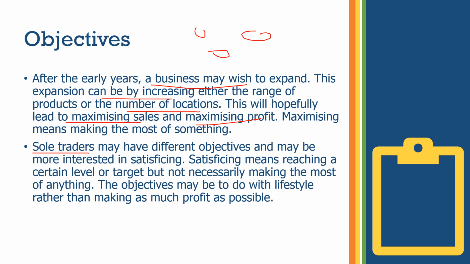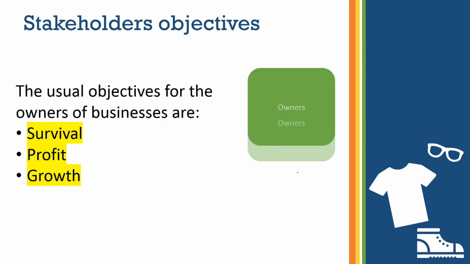A sole trader might have different objectives and might be more interested in satisficing. Satisficing means reaching a certain level or target, but not necessarily making the most of anything. The objective might be to do with lifestyle rather than making as much profit as possible.